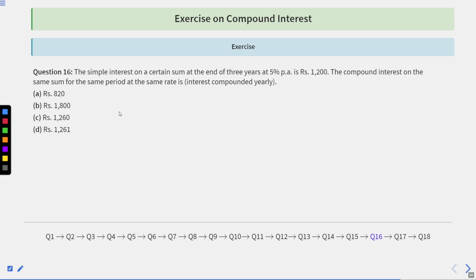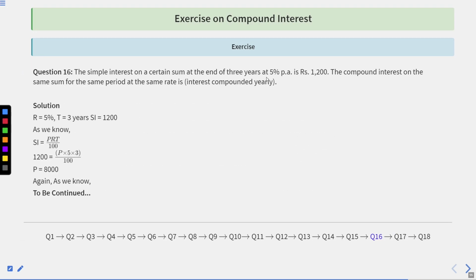Question number 16. The simple interest on a certain sum at the end of 3 years at 5% per annum is rupees 1200. The compound interest on the same sum for the same period at the same rate, interest compounded yearly. So R is equal to 5%, T is 3 years and simple interest is 1200. So as we know, simple interest is equal to PRT upon 100, that is 1200 equal to P into 5 into 3 upon 100. So P is equal to 8000.